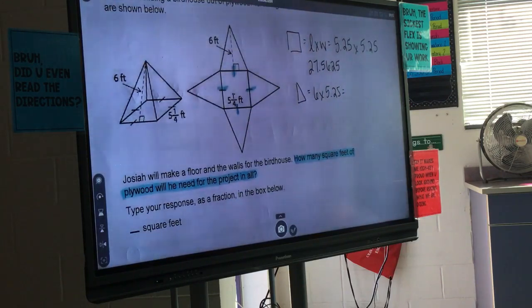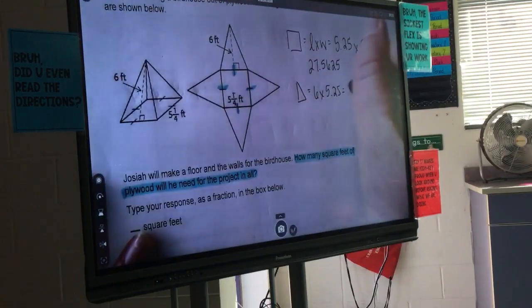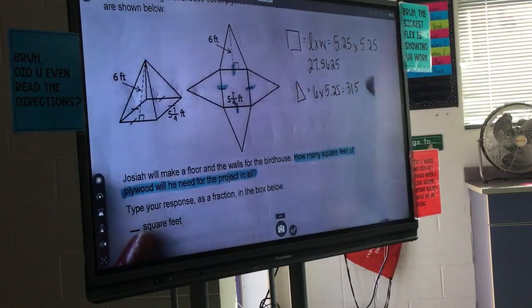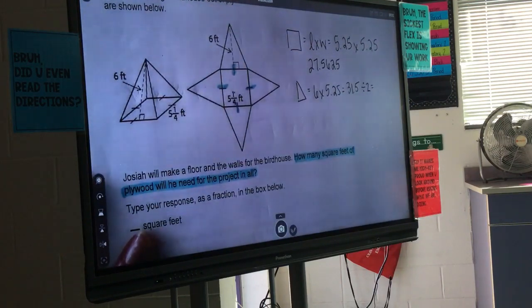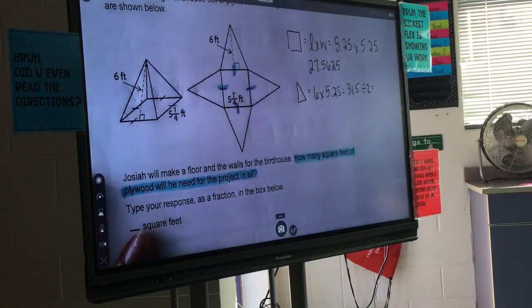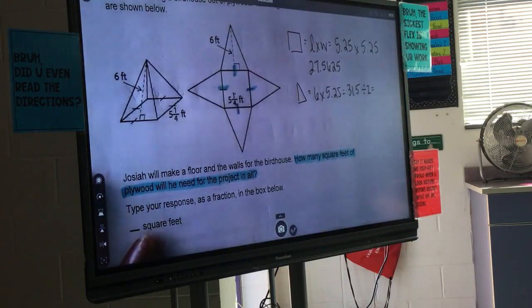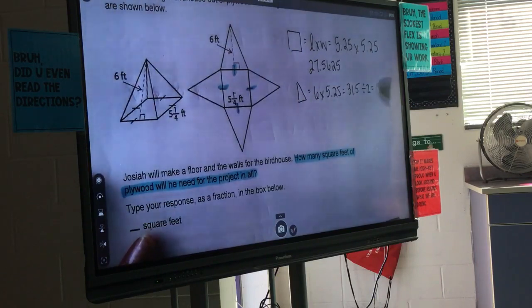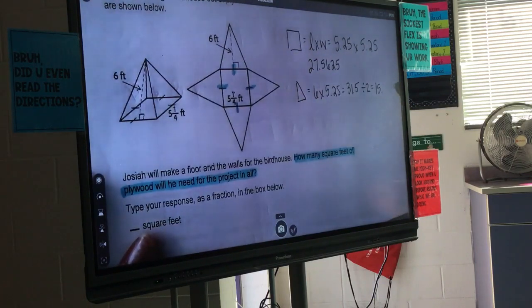Raise your hand when you have your answer. Josh? 31.5. And then I'm going to divide that by 2. Again, punch that into your calculator and then raise your hand and tell me what you get. And make sure you are writing this down, so you have an example in your notebook as well. Camila. 15.75.